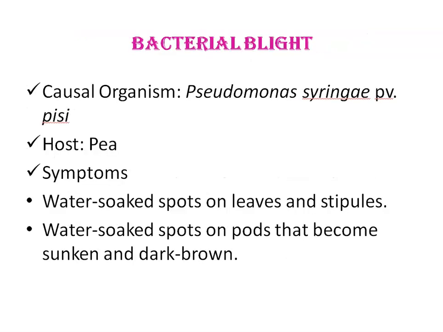Next disease is bacterial blight, and the causal organism of bacterial blight is Pseudomonas syringae, and host is pea. Symptoms include water-soaked spots on leaves and stipules, which become dark brown and papery in warm weather or black in cool weather, and water-soaked spots on pods also that become sunken and dark brown.